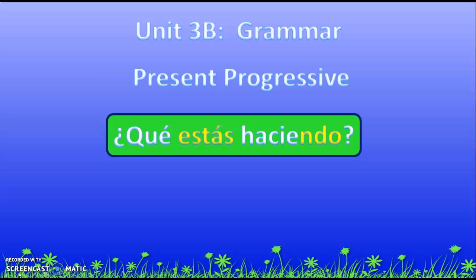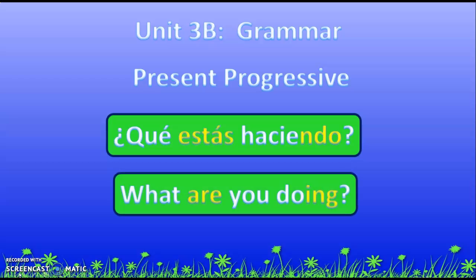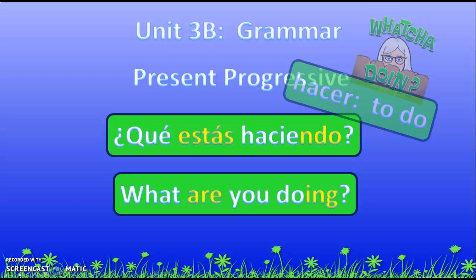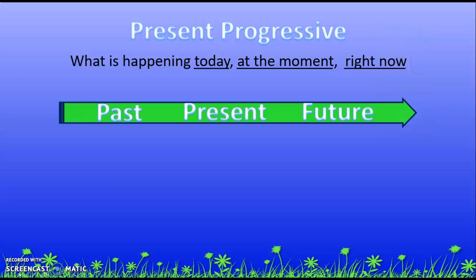Hola. Today we're going to talk about the present progressive in Spanish. In Spanish, the question is, ¿Qué estás haciendo? In English, what are you doing? We're going to use the verb hacer, which means to do, and we're going to ask, what are you doing? So, ¿Qué estás haciendo? Before we talk about that specifically, let's talk about what the present progressive is.